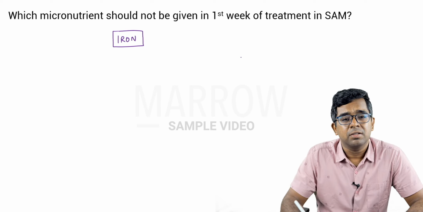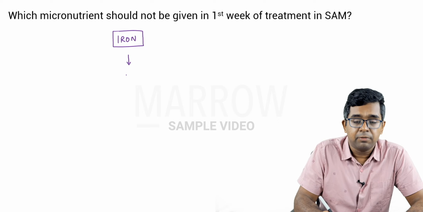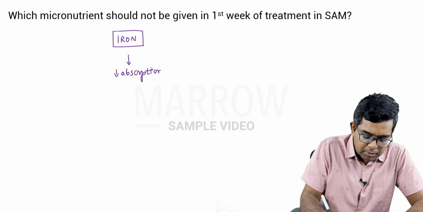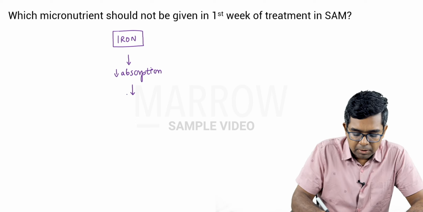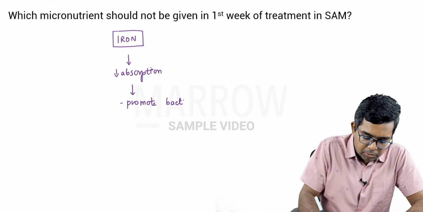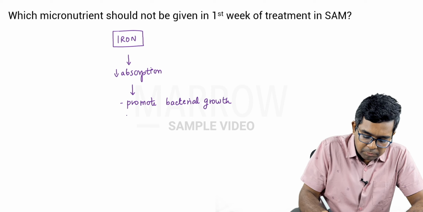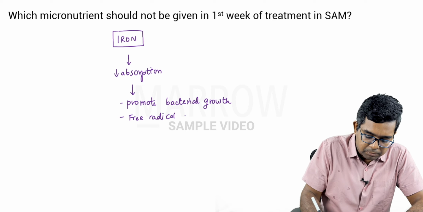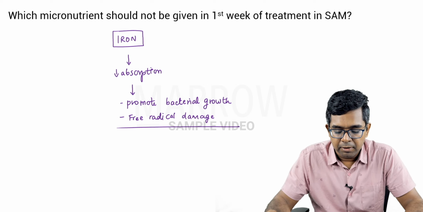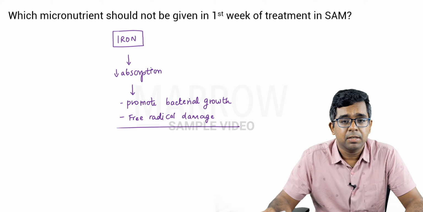What is the reason why iron is not given? Simply because in the first week of treatment, there is a decreased absorption of the iron, and this unabsorbed iron will lead to some problems. It will promote the bacterial growth. I'm talking about pathogenic bacterial growth, number one. Number two, it will also cause free radical damage to the intestine. Because of these two reasons only, iron should not be given in the first week of treatment in SAM. This has to be remembered.